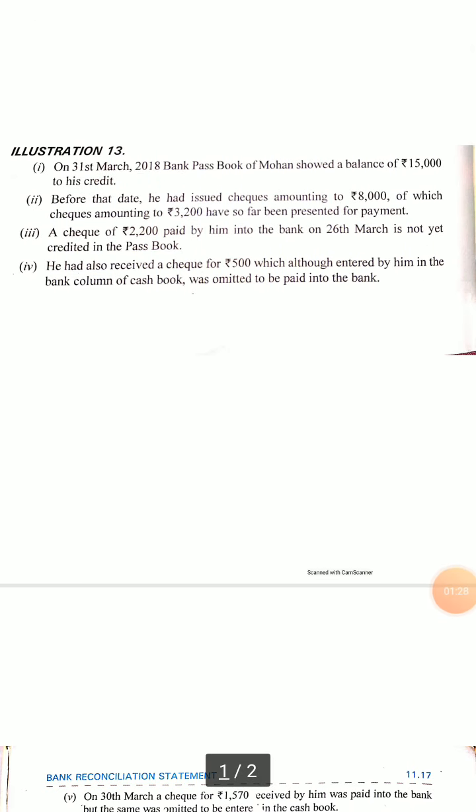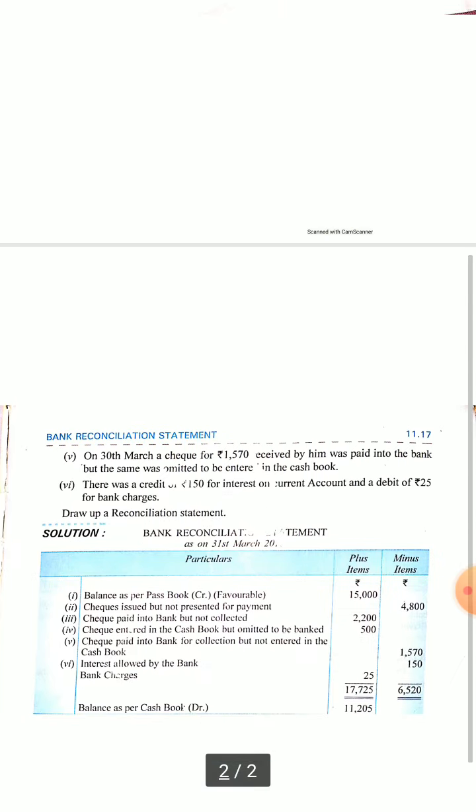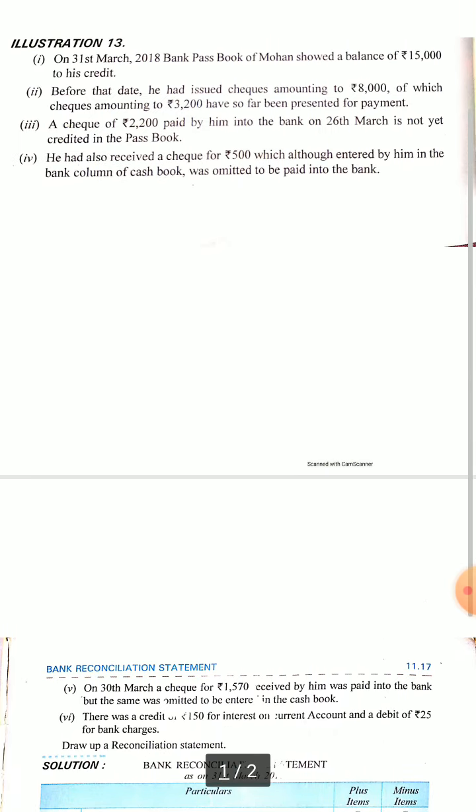Again, third adjustment is he had also received a check for rupees 500 which although entered by him in the bank column of cash book was omitted to be paid into the bank. So the check was received and in the debit side of the cash book the entry was made but that was never paid into the bank. So rupees 500 passbook balance will be less by rupees 500. So we will have to add this item in the passbook balance.